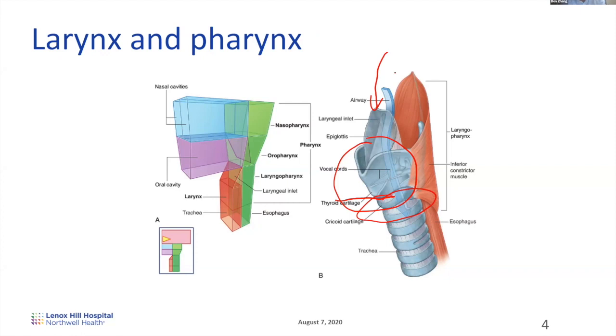You can also see some of the muscles on the posterior side of the trachea right here. The trachea is covered by rings of cartilage that provide support and stability. Once you get into these rings of cartilage, you're more inferior compared to the thyroid cartilage or the cricoid cartilage. And your vocal cords, of course, are below your epiglottis. We'll talk about that in just a moment.